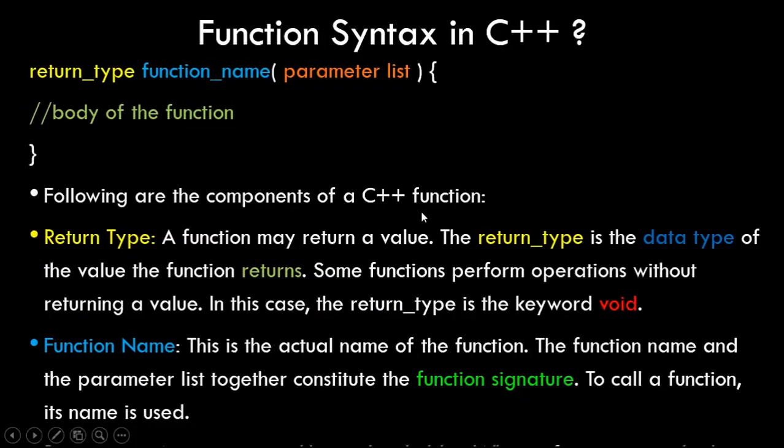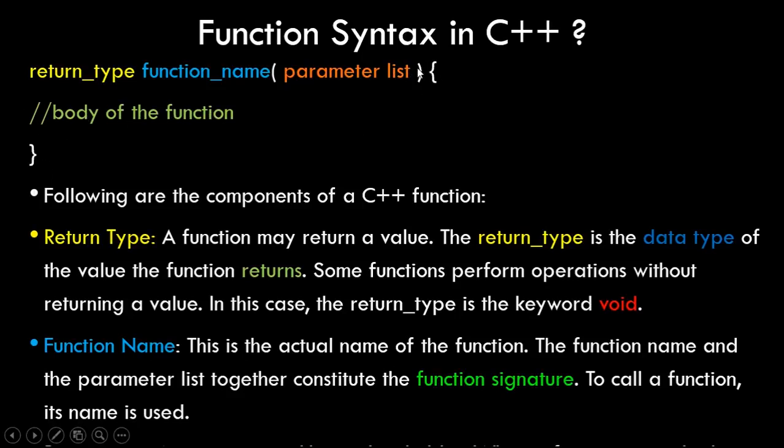As you can see on the screen, the first 3 lines are the syntax of a typical function. I also specified the components of a C++ function. The first one is the return type, and I'll explain what return type is. Then we have the function name, the unique name that we give to our function. Then we have a parameter list. Then we have opening and closing curly braces, and inside that we have the body of the function.